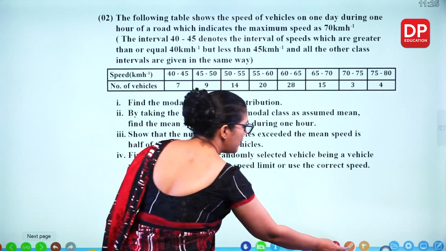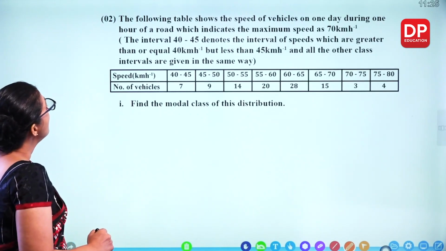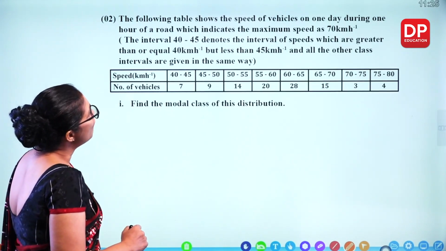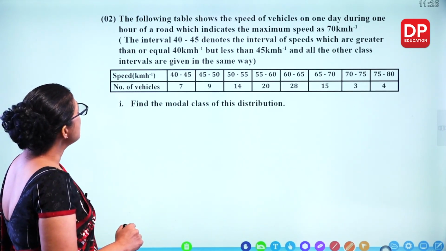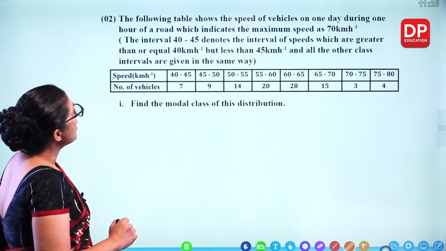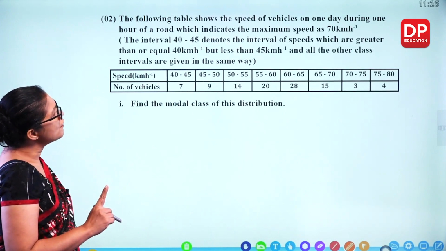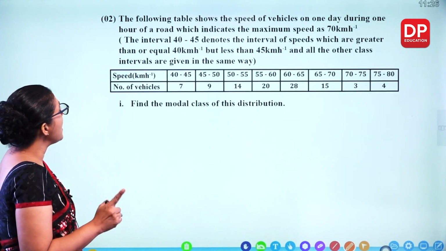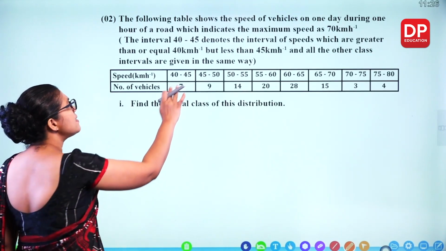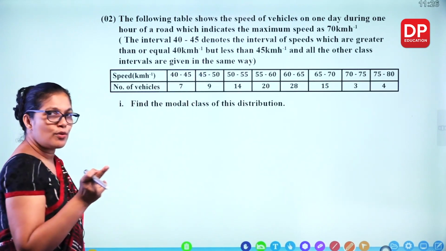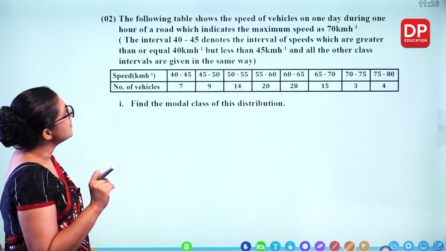So we'll do separately. The following table shows the speed of vehicles on one day during 1 hour of road, which indicates the maximum speed as 70 kilometers per hour. The interval 40 to 45 denotes the interval of speeds which are greater than or equal to 40 but less than 45. So that means the upper boundary is not included for each interval. And all the other class intervals are given in the same way.